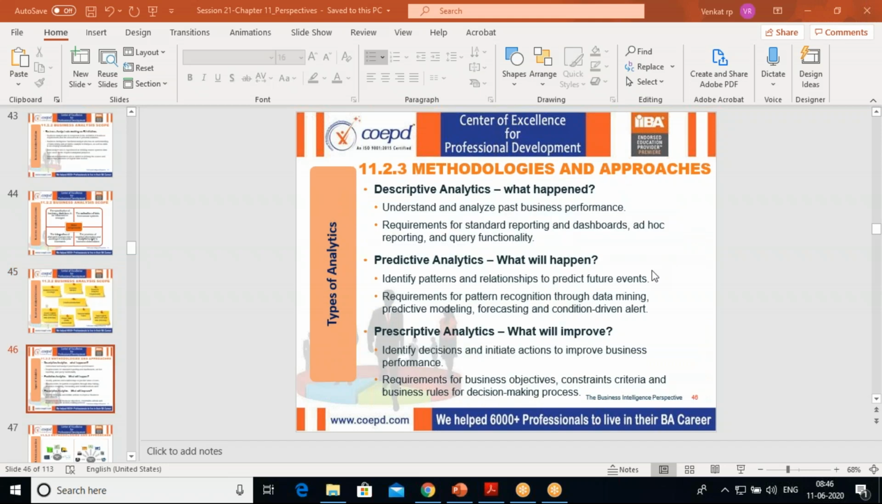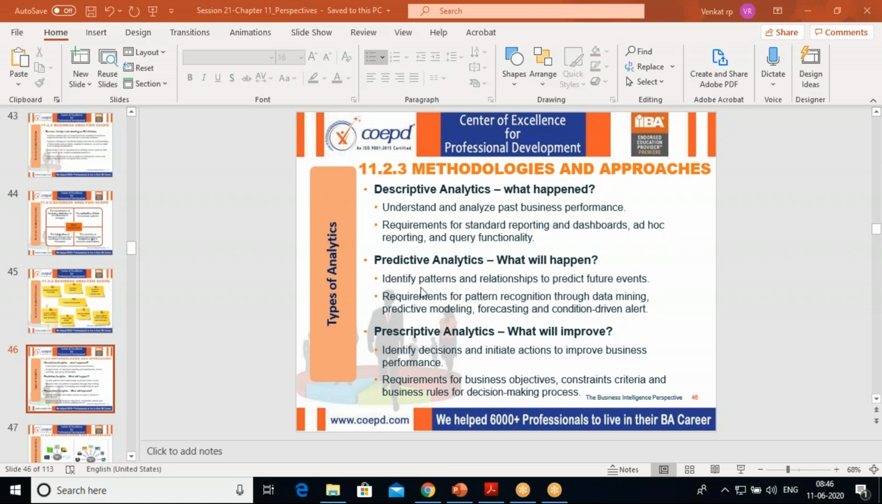Okay, and when you look into the types of analytics methodologies, number one is descriptive analytics. That means you understand and analyze the past business performance and requirements for standard reporting and dashboards, and ad hoc reporting and query functionality would be there. That means what has happened, this is what is available now.